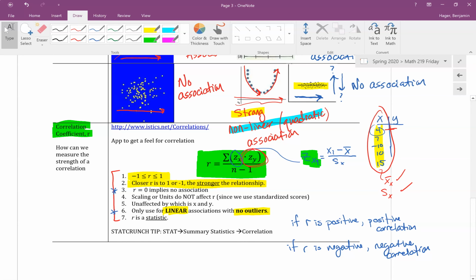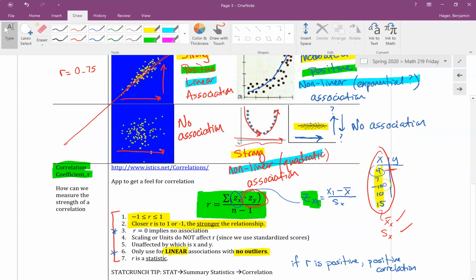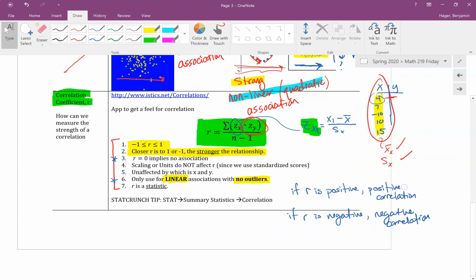That's it for 12.1 and 12.2. In 12.3, we look at how to actually find the equation of this line that we can use to estimate data, and we'll get to that next. Take care.